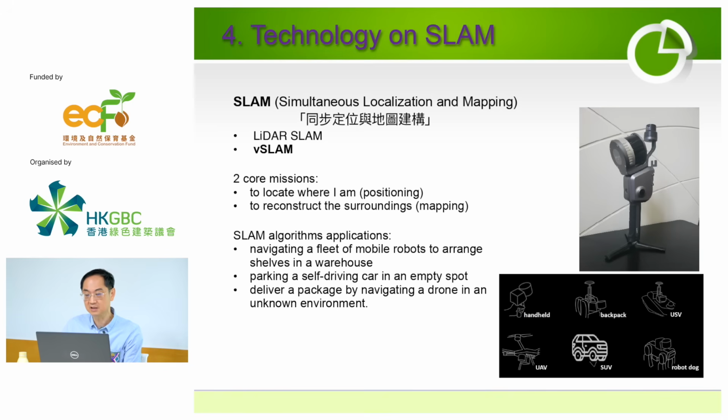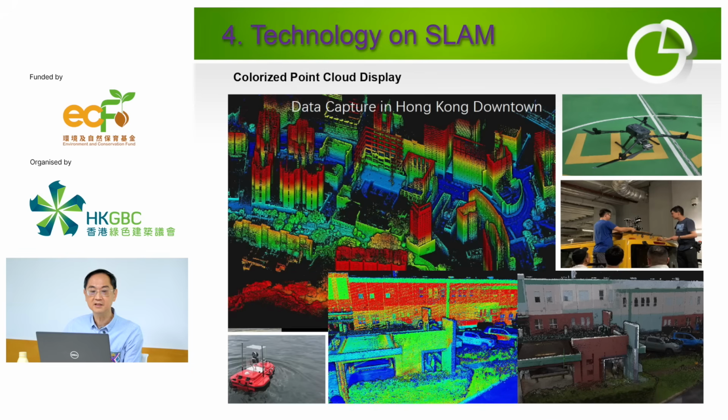And as I mentioned, it is for the robot dog as well, or a robot cleaner or mop. This is the colorized point cloud display. In Hong Kong, you can see we can fly the drone with that. We can install it at the back of the SUV, or put it onto the vessel, a small boat. Then we will have both the point cloud and the texture with the color image.